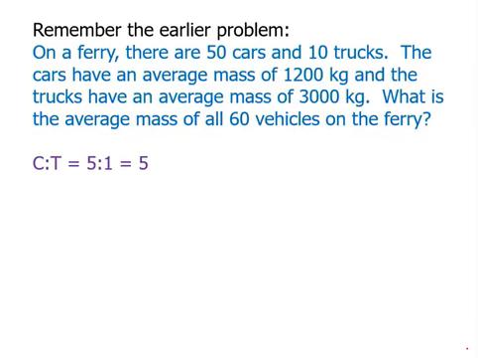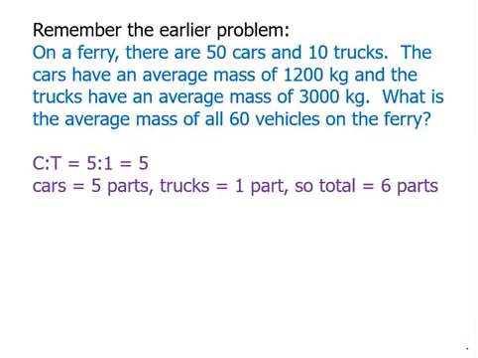Well, the proportion of cars to trucks is 5:1, or 5. Another way to say this is cars are 5 parts, trucks are 1 part. And so altogether in all vehicles, that's 6 parts. So cars are 5/6 of all the vehicles and trucks are 1/6 of all the vehicles. And so the proportion between the two groups is 5:1. Well, that's going to have to be the same proportion on the number line.